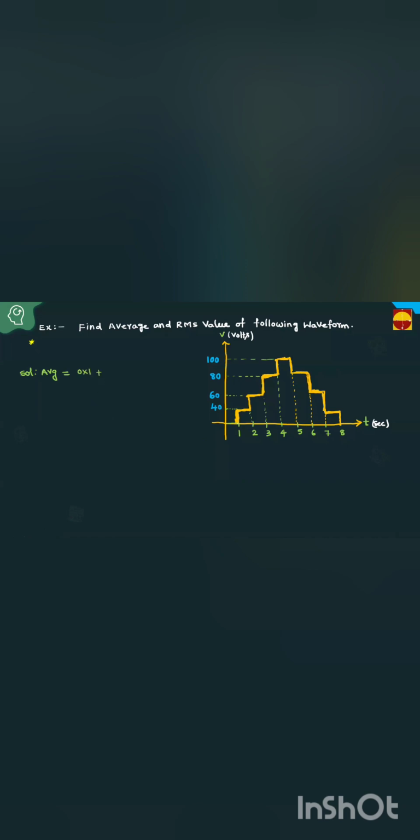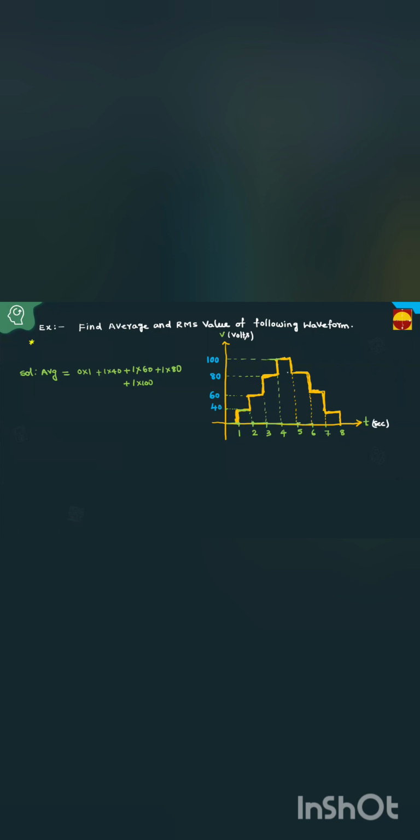Plus, from this point to this point, 1 to 1. Amplitude is 40. 1 into 40. Plus, every rectangle area I am calculating. 2 to 3 is 1, 1 into, this amplitude is 60. Plus, 3 to 4 is 1. This amplitude is 80. 1 into 80. 4 to 5 is 1. This amplitude is 100. Plus 1 into 100.